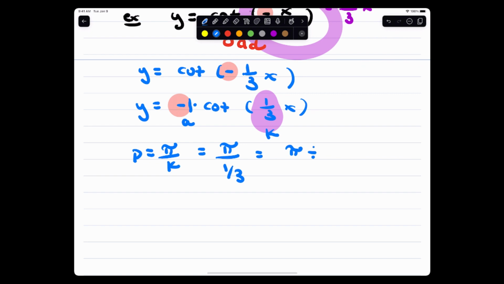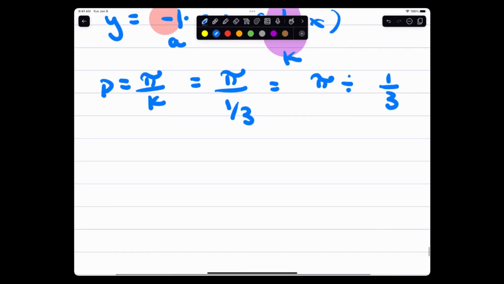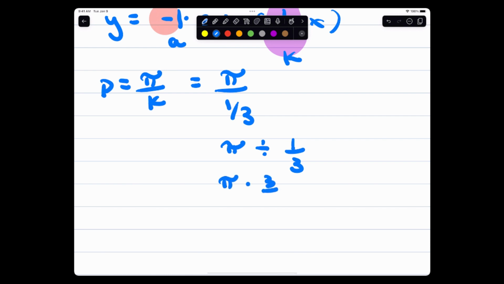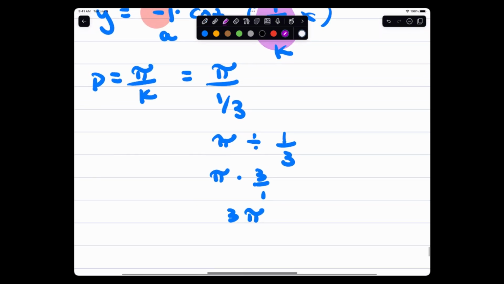What's a whole number divided by a fraction? I write it that way. Okay, I'm focusing on this arithmetic. This is pi divided by 1/3, which is pi times 3 over 1, which is also known as 3 what? Pi, ladies and gentlemen, 3 pi.